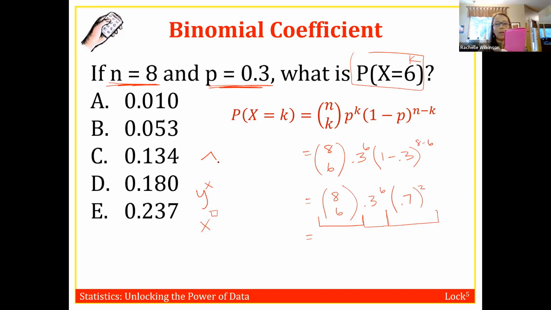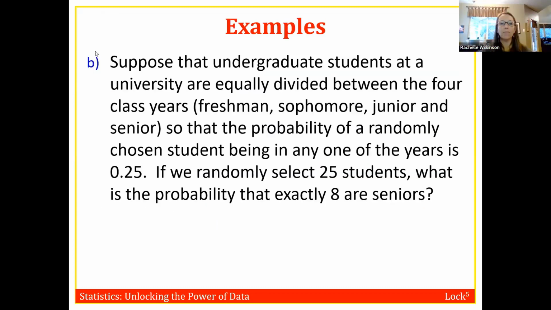Okay, and now I have 0.020412. So I'm 2/3 of the way through my problem. Now I'm going to hit the times button again and tack on that 0.7 to the 2. Okay, so I hit times and then I do 0.7 squared or 0.7 raised to the 2nd power. Like this. So I have the previous answer times 0.7 squared. And then I ended up with this number, 0.010000188. So essentially 0.01.